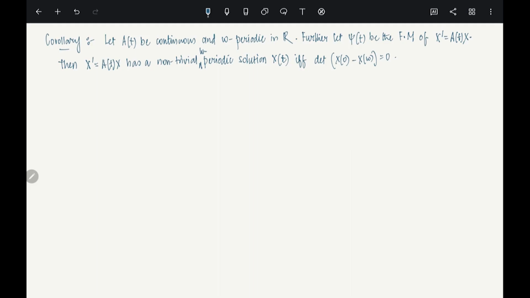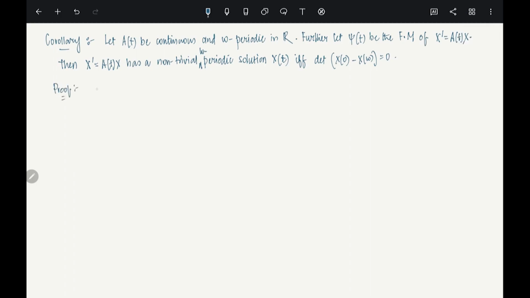Now you see what it is saying is this: of course 0 is always the solution of this homogeneous equation, but you can also have a non-trivial solution, and the solution will be periodic also if and only if the determinant of the fundamental solution evaluated at 0 minus evaluated at w is 0. Now this looks a little complicated, but the proof is extremely easy. Let's look at the proof of that.